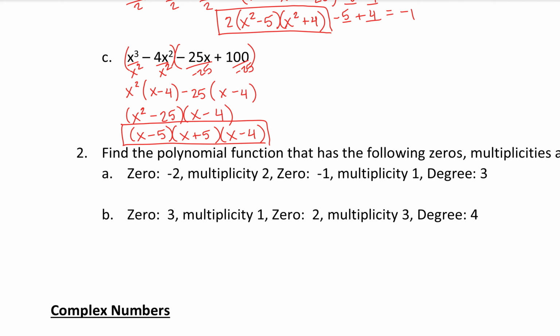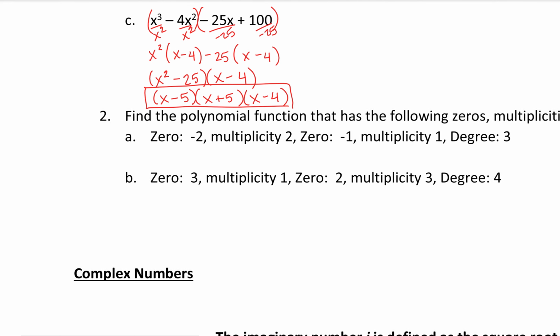So instead of being given, well, if I were to solve this, I would get x equals plus or minus 5 and 4, right? So this time, we're going to work our way back to the factors and then back to the polynomial. So that's what we're going to be doing for question number 2.